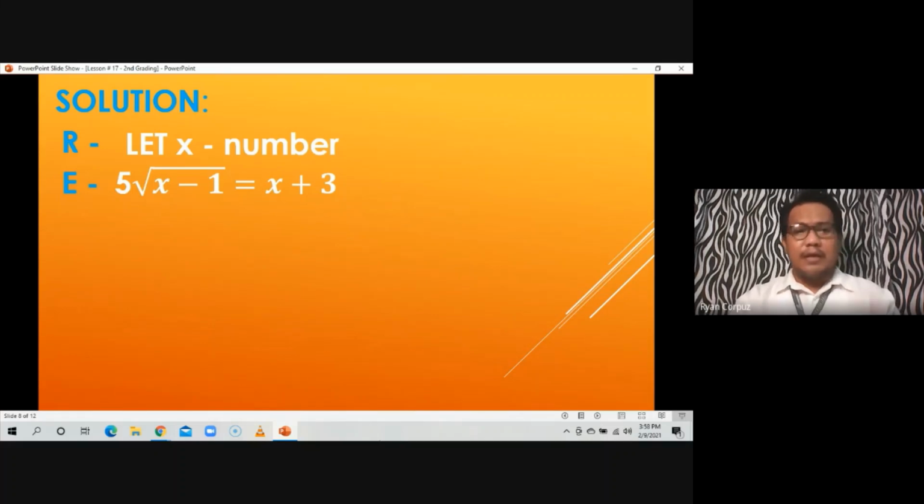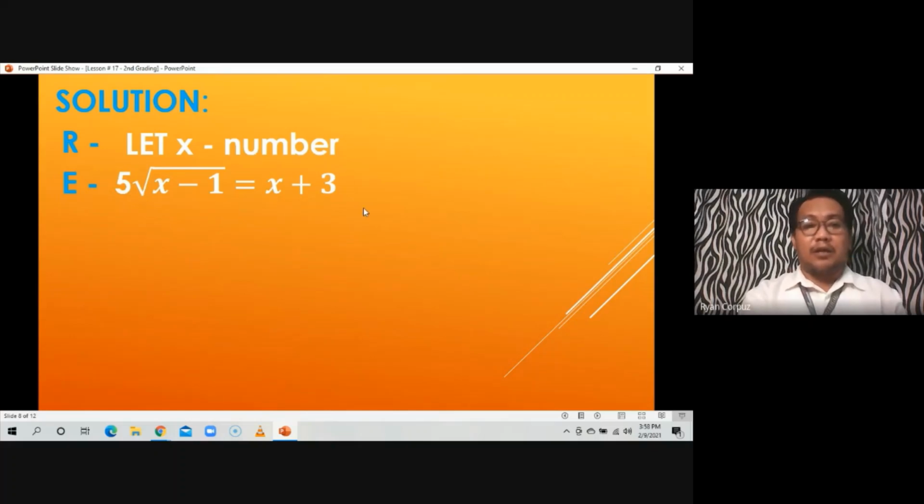Paano naging ganon? Sabi sa problem, 5 times the square root of 1 less than a number is equal to 3 more than the same number. So magkakaroon tayo ng x plus 3. So ganito yung mapo-form nating equation. So madaling salita, ito yung conditions natin in the problem. So ginawa lang natin siyang equation. So that's why magagamit natin yan in checking later on.